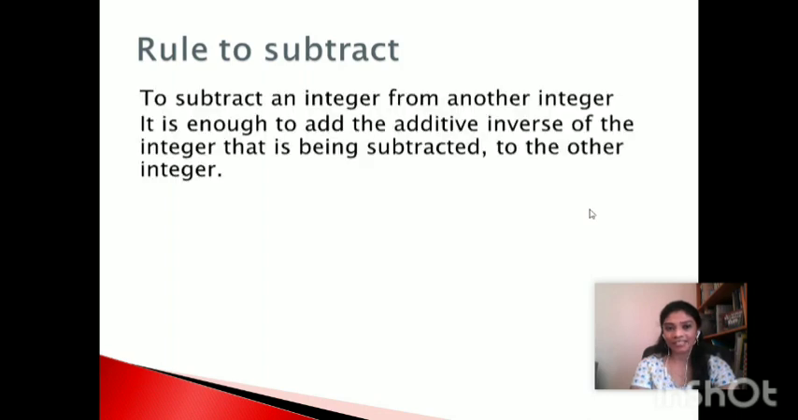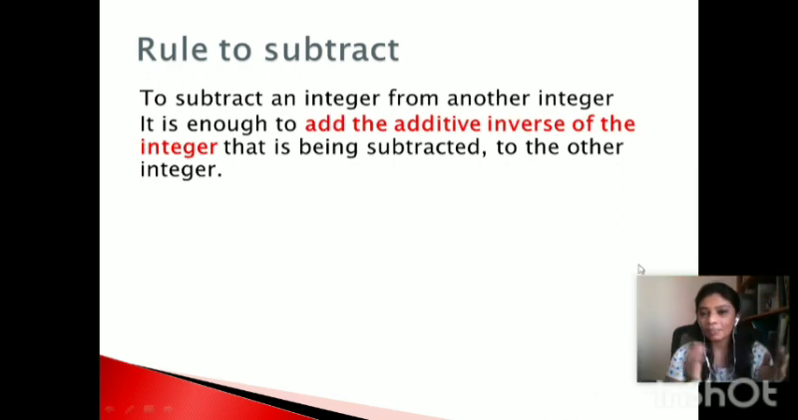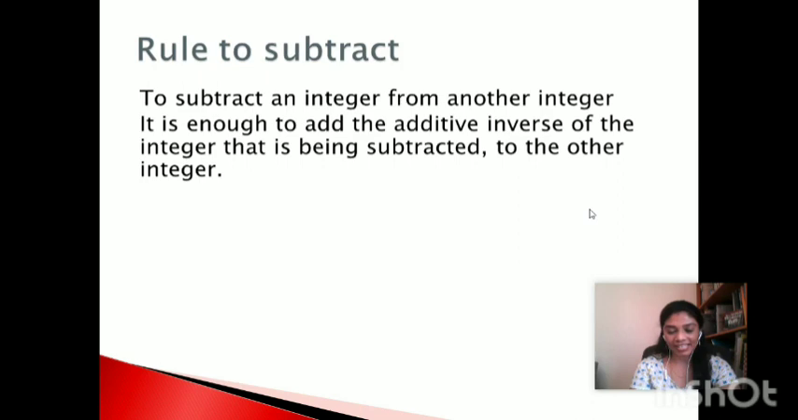Rule to subtract. To subtract an integer from another integer, it is enough to add the additive inverse of the integer that is being subtracted to the other integer. What do you mean by this? It's very simple. To subtract two integers, find the additive inverse of the second integer and add to the first integer. Let us discuss in detail.